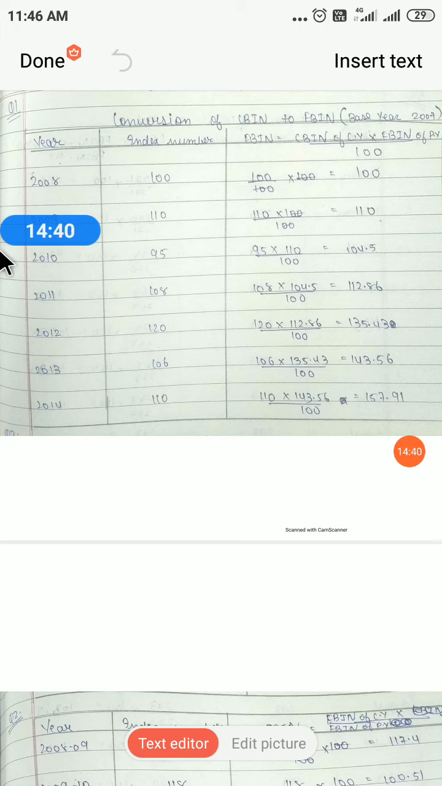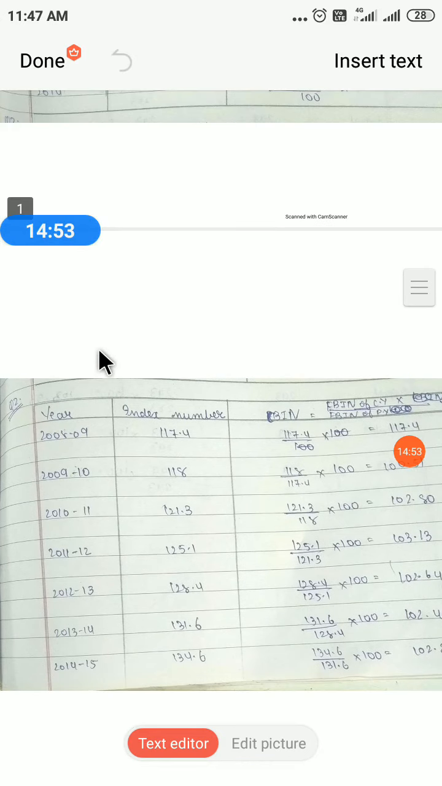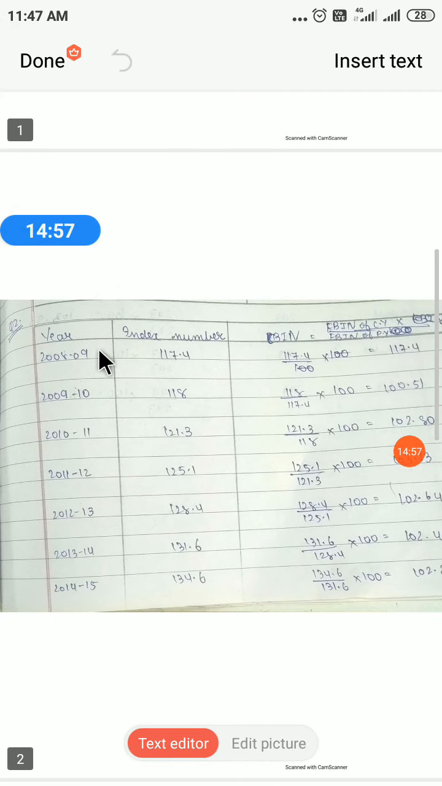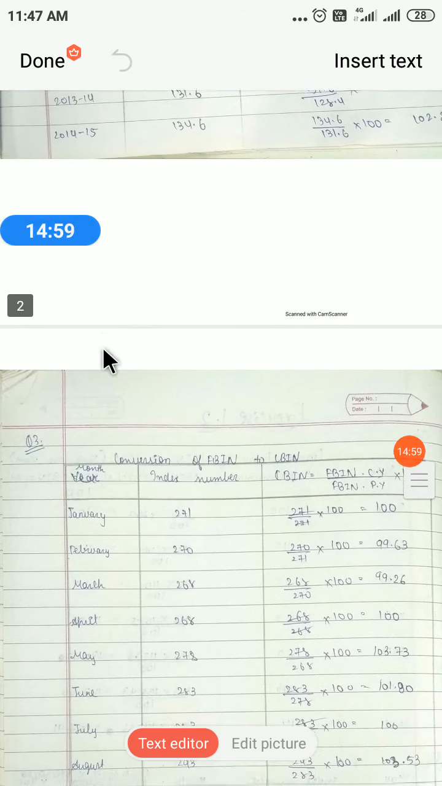In the chain base index, for conversion to a fixed base index number, we need the index number of both methods, chain base index number and fixed base index number. Chain base for the current year and fixed base for the previous year. Okay girls, if you remember the formula once, you can easily complete the sum. And the weightage of this type of sum is 3 marks. So please try it well.